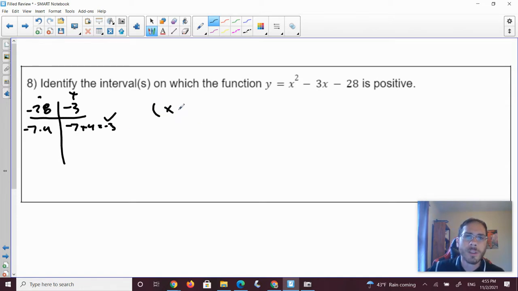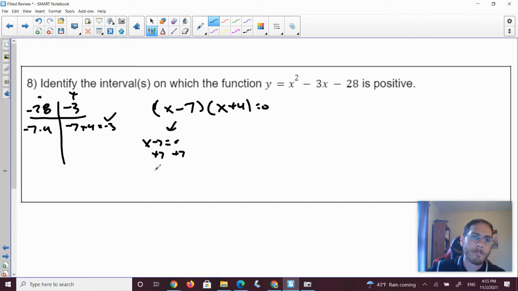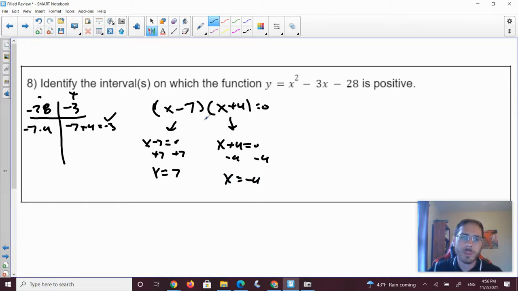Zero product property, just like that last question. 0 equals x minus 7 times x plus 4. x minus 7 equals 0, so x equals 7. x plus 4 equals 0, so x equals negative 4. All right, so those are my two numbers that I need. So again, we want to make our little sign chart.